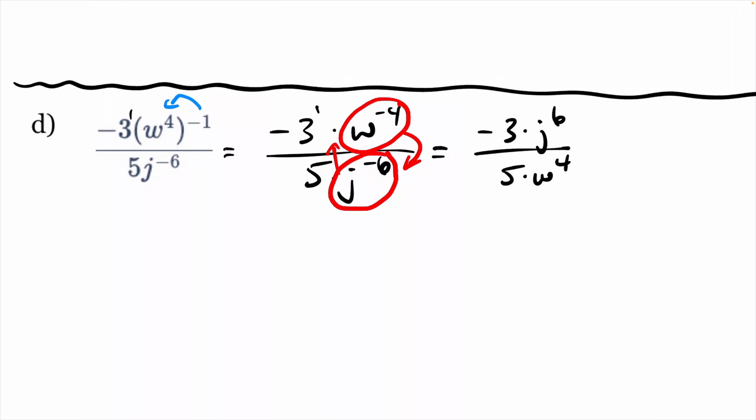Can I subtract 6 minus 4 to make a power of 2? No, because they're not the same. So what can you do? Nothing. That's it, you're done, because negative 3 and 5 can't be reduced.